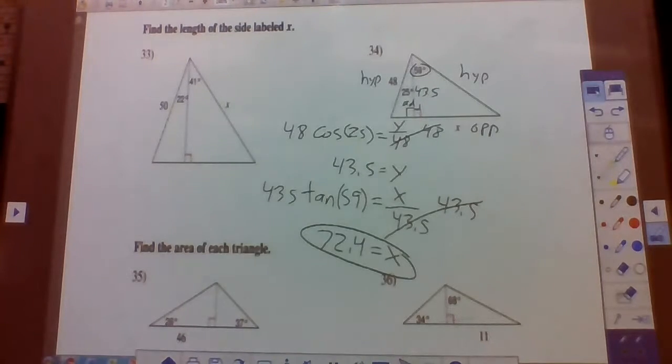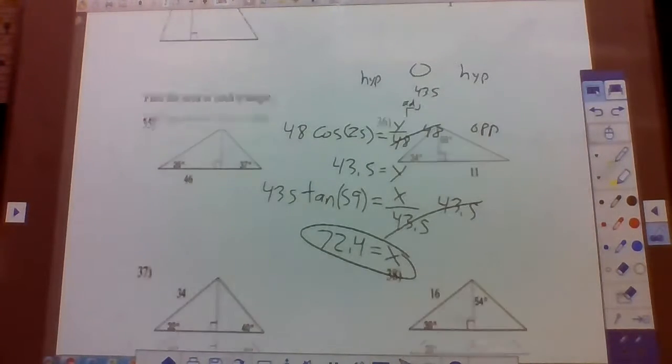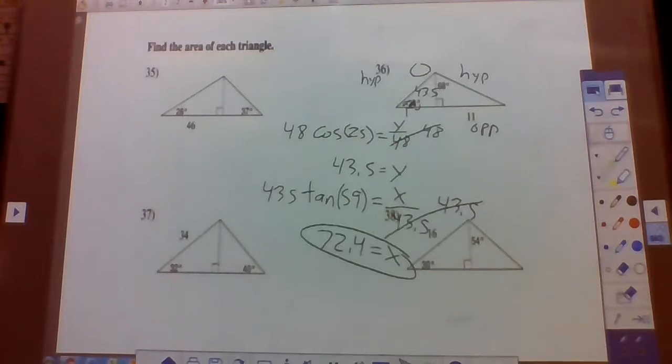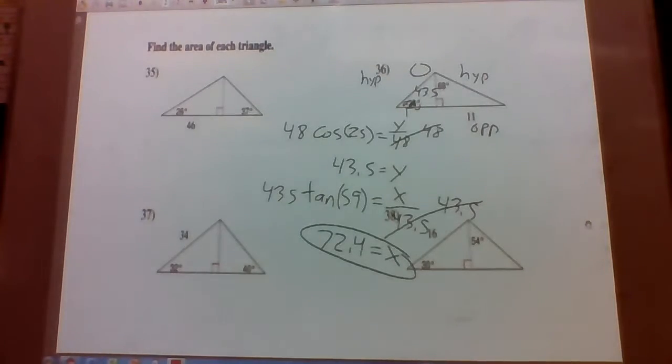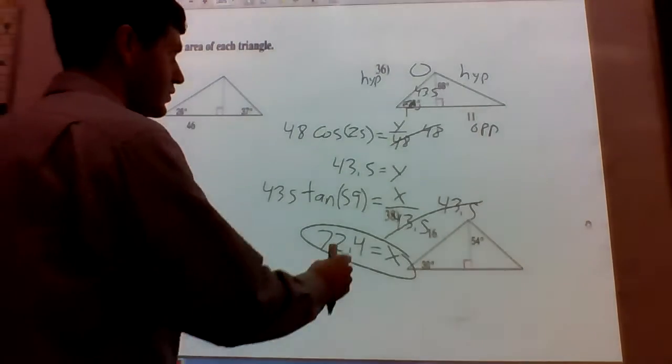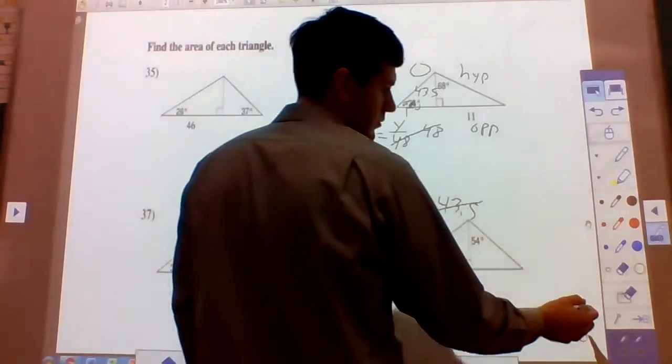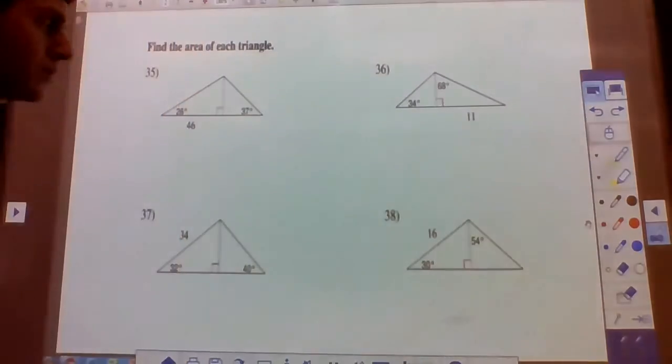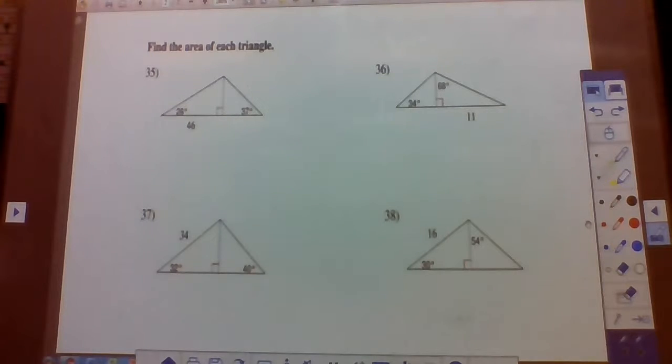35, 36, 37, 30. I don't think I'm going to do all these. I'll do the first one. And then it was extra credit for you guys to finish the last three. All right, so I'm not going to do the last three. You guys got to do them on your own, but I will show you how to do them. Maybe I'll do 35 and 36, and then you guys can do. Well, no. We're just going to do the first one.